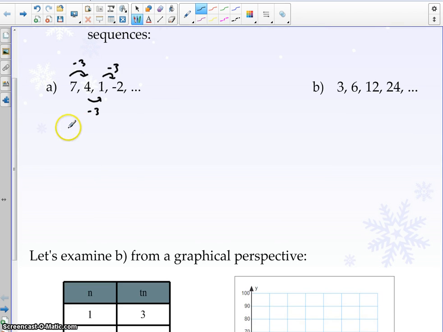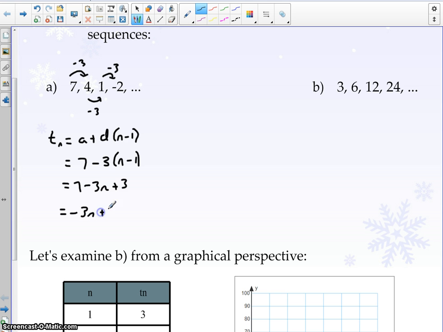Okay, and we know how to find the general term in this case. So we have Tn is a plus d times n minus 1. In this case our first term is 7, our d is minus 3, so we have 7 minus 3 times n minus 1, and we do some algebra and we can simplify. So we wind up with negative 3n plus 10 as being our general term. Okay, so hopefully that one wasn't too bad, and hopefully went pretty quick after doing the homework from the last lesson.